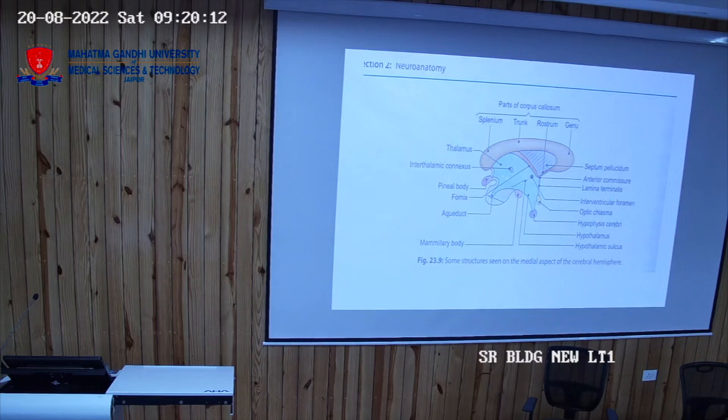Just this is the inferior border. What is this? Septum pellucidum. The purpose is to differentiate the cavity of the cerebrum. What is the cavity of the cerebrum?